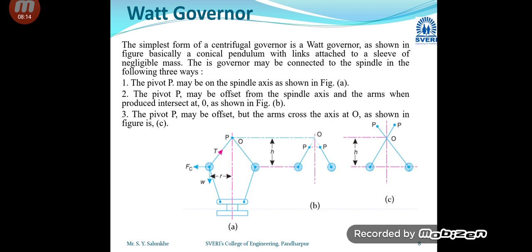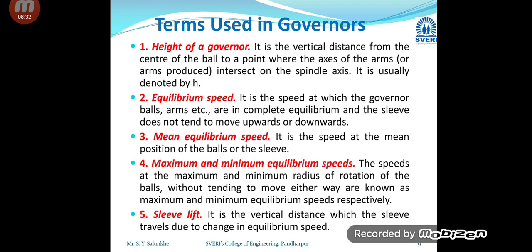This point P is very important while calculating the height of the governor, and this height of the governor is important while we assess the sensitivity of the governor, because this governor should be sensitive to a change in speed. Now next we are going to see some terms which are used in a governor.